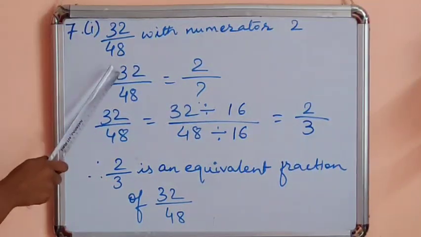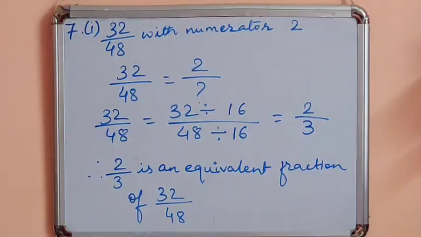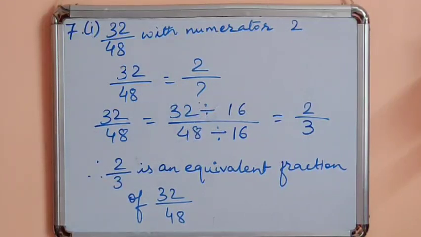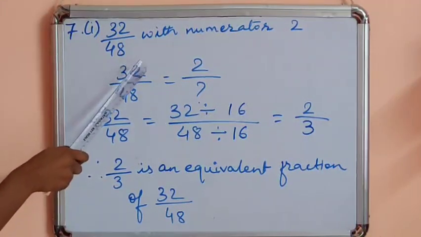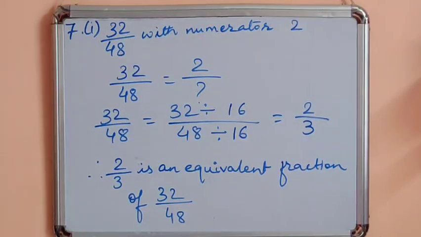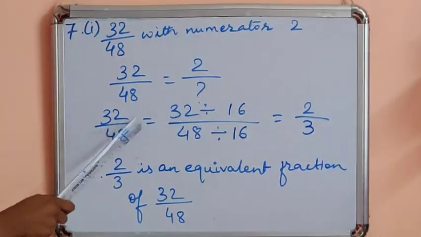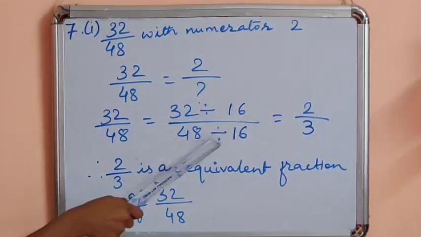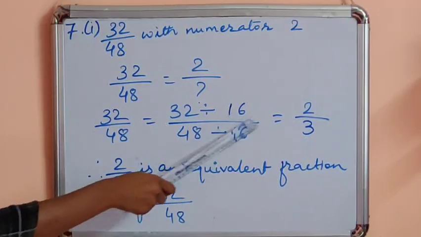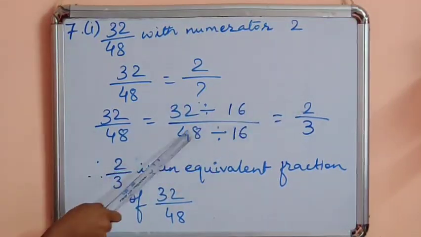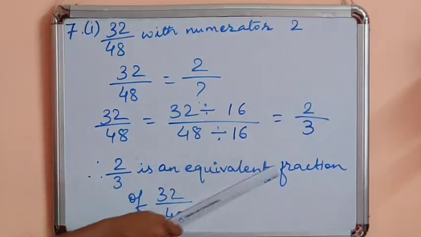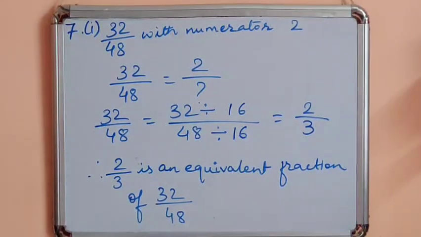So first we have to see what is the answer of 32 divided by 2. On dividing 32 by 2 we get 16. So we have to divide by 16 both in the numerator as well as the denominator. So 32 by 48 will be equal to 32 divided by 16 by 48 divided by 16. So 32 by 16 is 2 and 48 by 16 is 3. So the answer is 2 by 3. Therefore 2 by 3 is an equivalent fraction of 32 by 48.